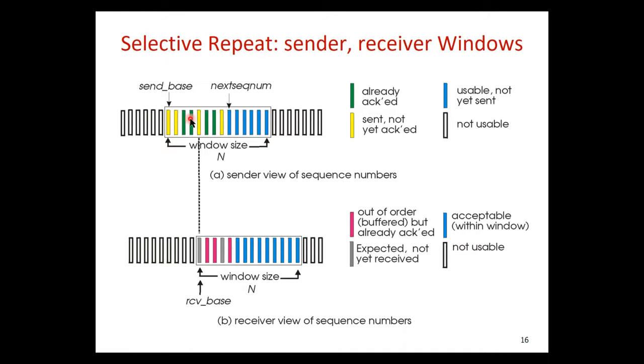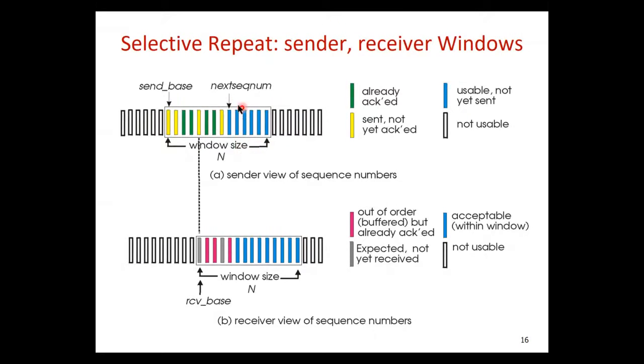Okay, let's look at the sending window. So like before, we have send base and we have next sequence number, and they have the same meaning as in Go Back N. This is the lowest sequence number in the window. This is the sequence number that can be used next for a new packet. And then N is the parameter, which is the window size.